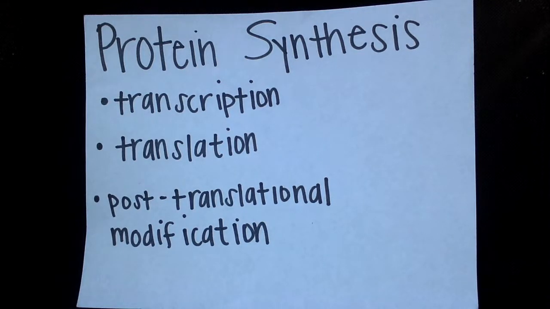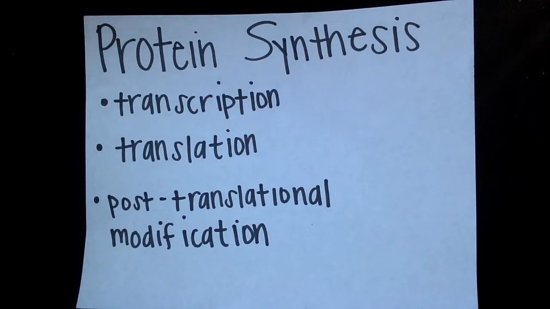To start off, I'm going to begin with protein synthesis, which is the process through which a cell generates new proteins. This process includes going through transcription, translation, and post-translational modification. These proteins are made using information provided by DNA found in the nucleus.